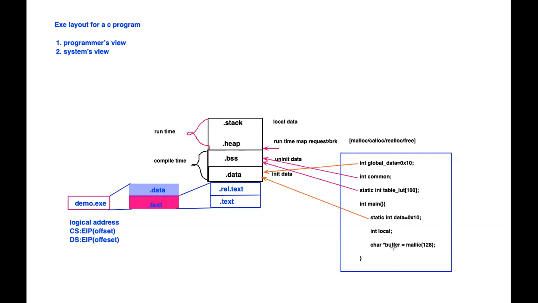Now, if you look at this buffer, buffer is a pointer which holds the address of a chunk of 128 bytes of memory. That refers to the malloc, so this one goes and sits over here, in the heap. And if you look at this local variable, it is very obvious that it will be sitting in the stack.